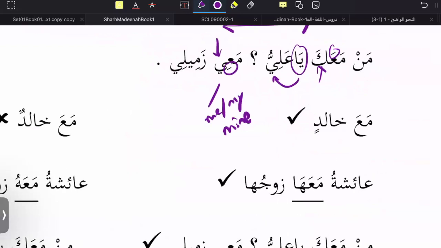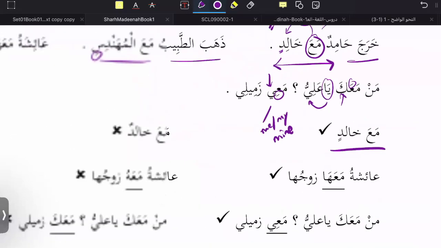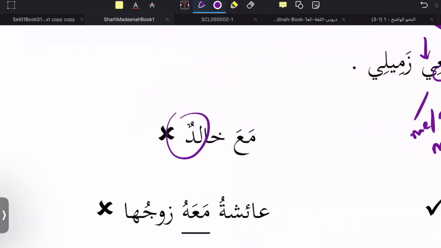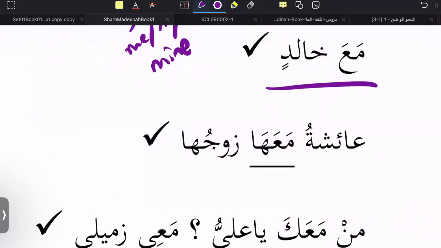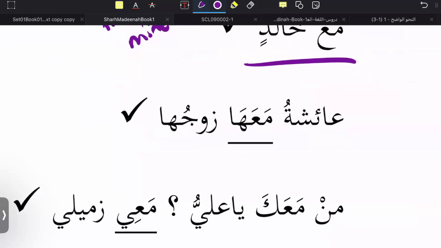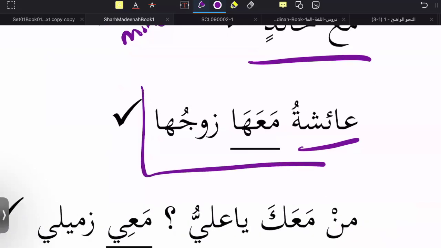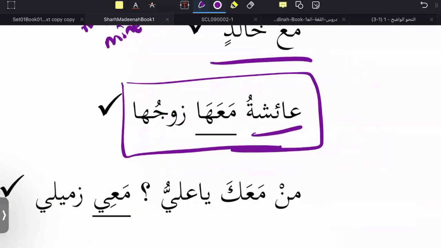Naam. So you say ma Khalidin, but you don't say ma Khalidun, because this is coming as mudaf ilayhi. So we have Aisha tu ma'aha zawjuha. Aisha with her is her husband. So this one is tricky. You have to get used to it, because the book uses this type of phrase or this type of sentence a lot. So what's going on here?